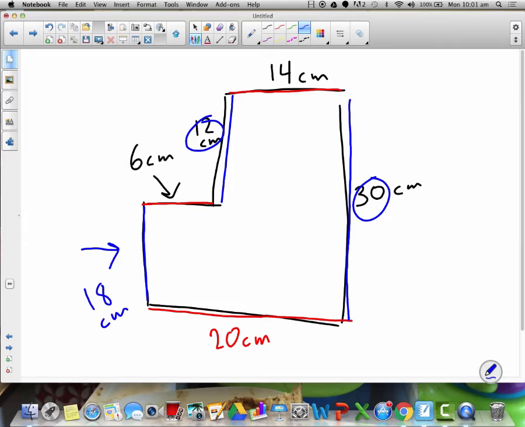Okay, so what do we do now? We can't just find the area. We've got to do something else. What do we do, Sophie? Yeah. Let's make it a square and a rectangle, or two rectangles. Right. So what's the sum that goes in this box then to find the area? What's the formula? Yes, Austin.